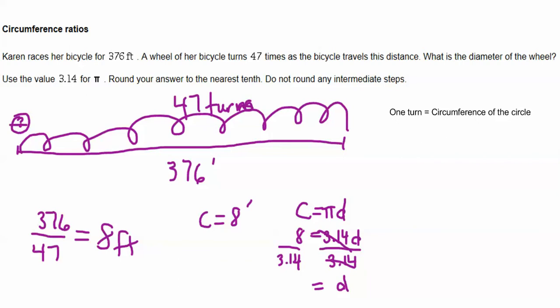So d equals 8 divided by 3.14. In your calculator, 8 divided by 3.14, we get 2.54 and some 7s afterwards. Rounding to the nearest tenths place is either 2.5 or 2.6. Looking at the number after that place value is 4, which is less than half. So our diameter rounded to the nearest tenths place is 2.5 feet.